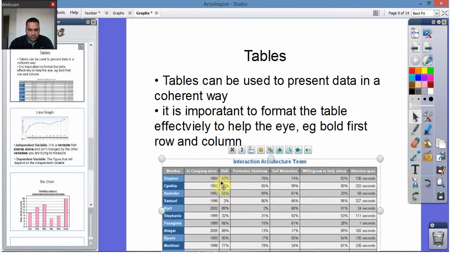So we can see Stephen has been in the company since 1984. His skill level is 62%. I don't know what skill that refers to. His promotion likeliness is 78%, which seems quite high. Self-motivation 74. So these are all figures that may have been taken from his performance management review. It's normally done verbally, but they must have taken some kind of numerical values for the things that he did, and then they presented the data in a table.